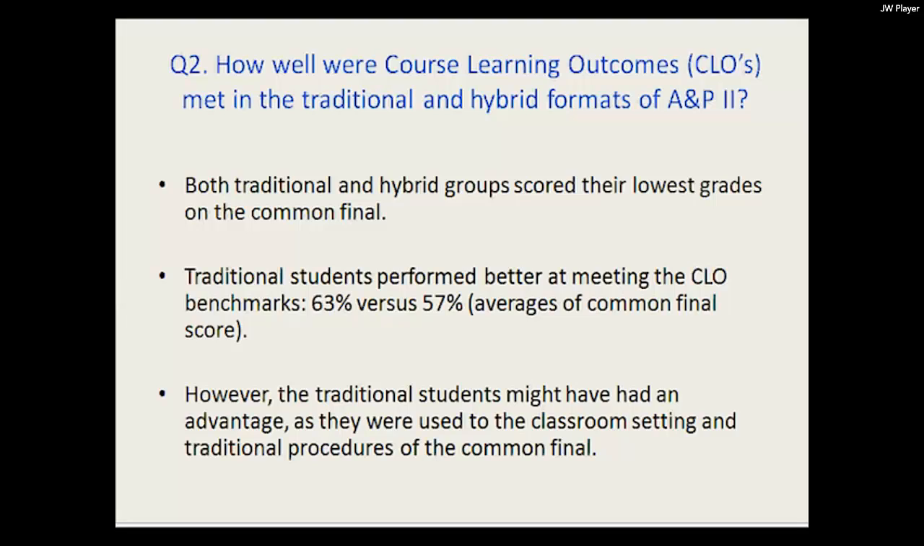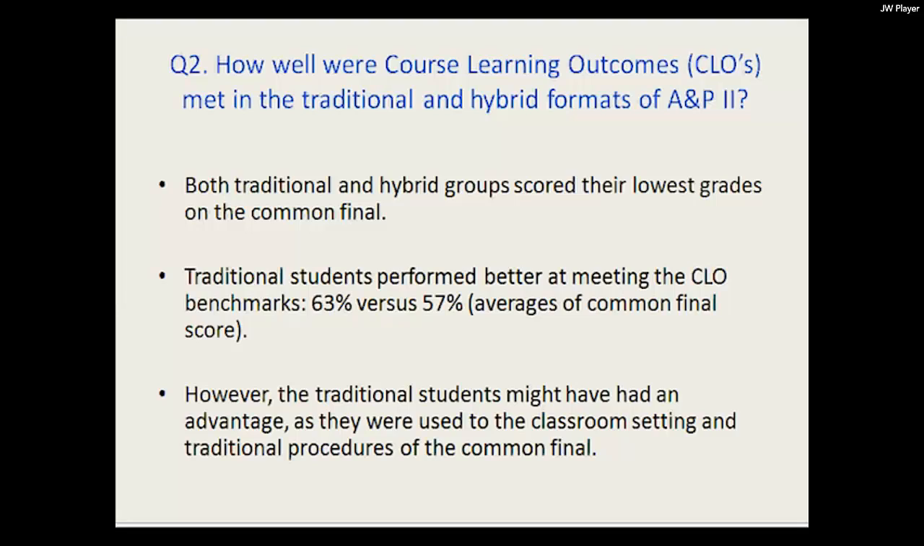So traditional students, however, perform slightly better at meeting the course learning outcome benchmarks, 63% compared to 57% for the hybrid students. And this is an average of their common final score. So basically the score that they got on those common finals. However, the traditional students seem to have a little bit of an advantage because they were used to the classroom setting and the traditional procedures of the common final.